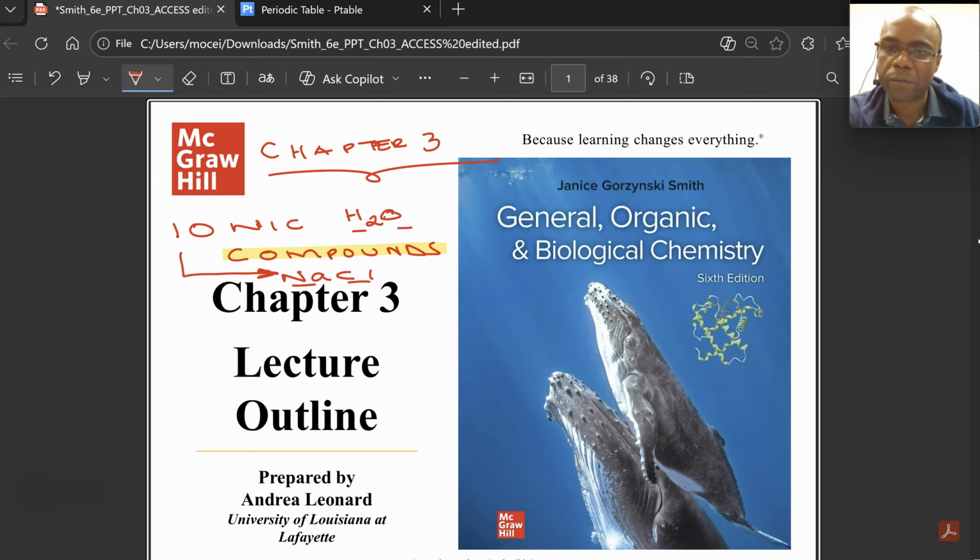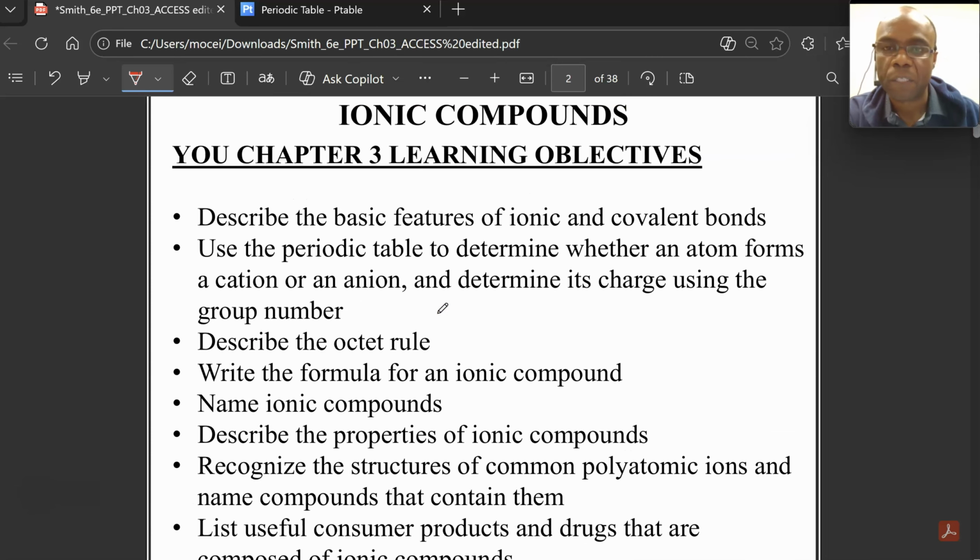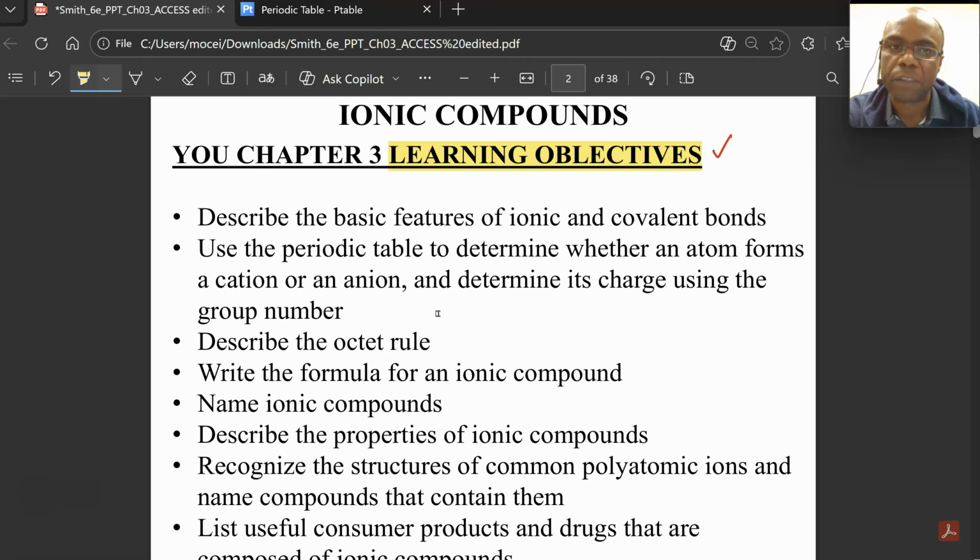a metal, which is sodium, and a non-metal, which is chloride. So let's discuss how these compounds are made and their characteristics. The learning objectives of chapter 3 on ionic compounds are simple. We will describe the basic features of ionic and covalent compounds.